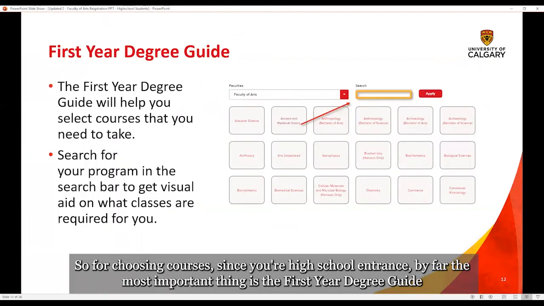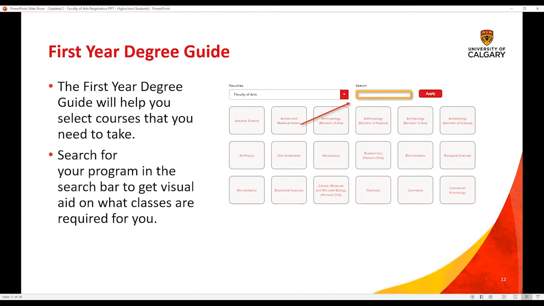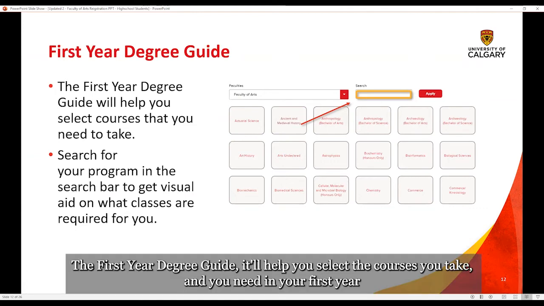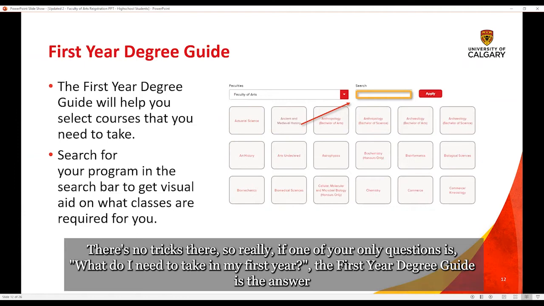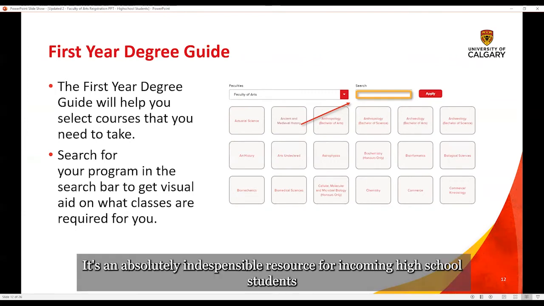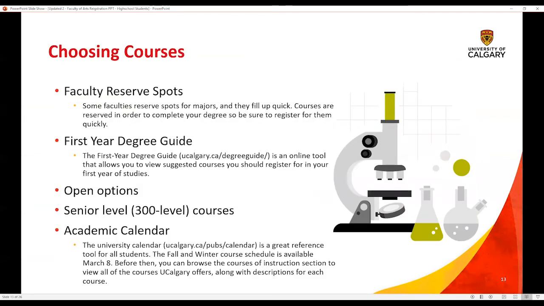So for choosing courses, since your high school entrance, by far the most important thing is the first year degree guide. The first year degree guide will help you select the courses you need in your first year. There's no tricks there. So if really one of your only questions is what do I need to take in my first year, the first year degree guide is the answer. It's an absolutely indispensable resource for incoming high school students.